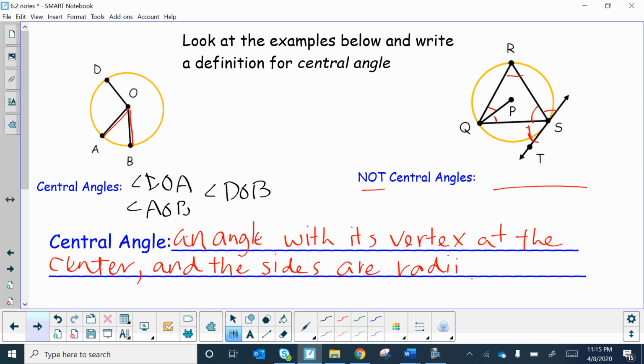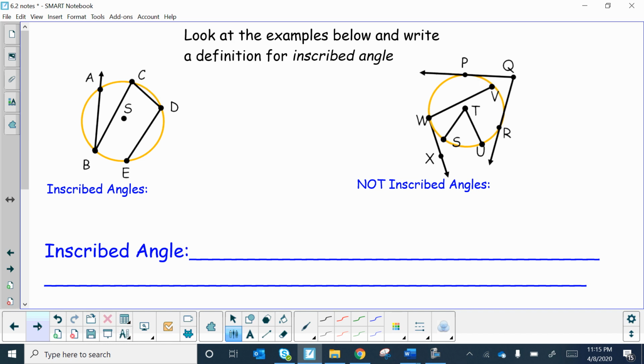The next type of angle we talked about before is an inscribed angle. So here are some inscribed angles. This one here, which is angle ABC, this angle here and this angle here. There's three inscribed angles here: angle ABC, angle BCD and angle CDE. Over here, all of these angles that you see are not inscribed angles.